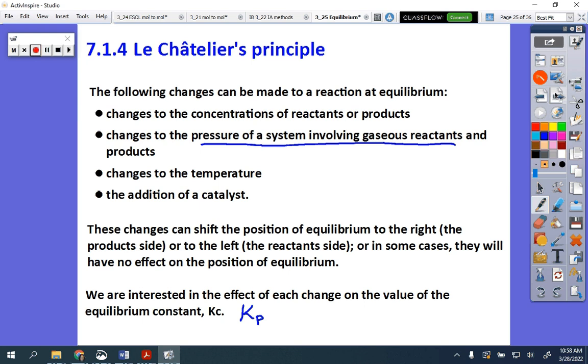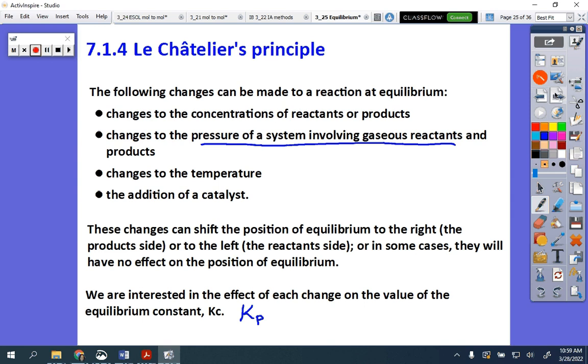Changes to pressure of a system that involves gases. Not everything has to be a gas in order for pressure to matter, but either one of the reactants or one of the products needs to be a gas for pressure to be an issue. And that is essentially like changing concentration, and we'll talk more specifically about this in a minute. Changing the temperature, obviously, is going to disrupt the equilibrium. And then addition of a catalyst, which we talked about in kinetics.